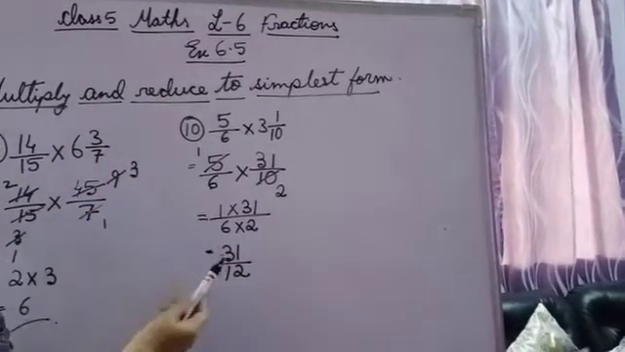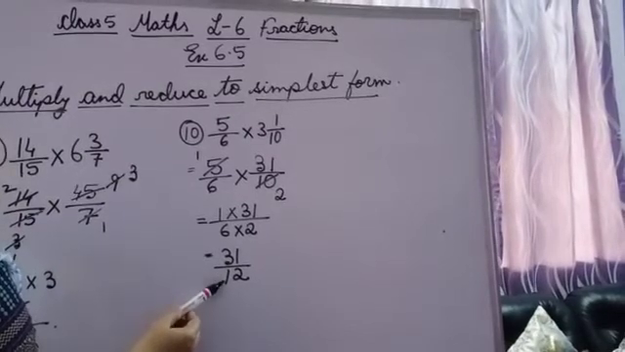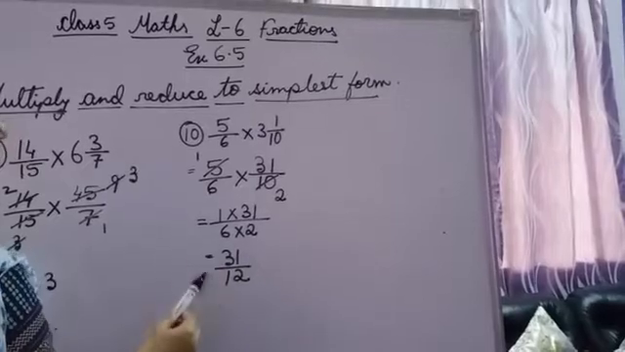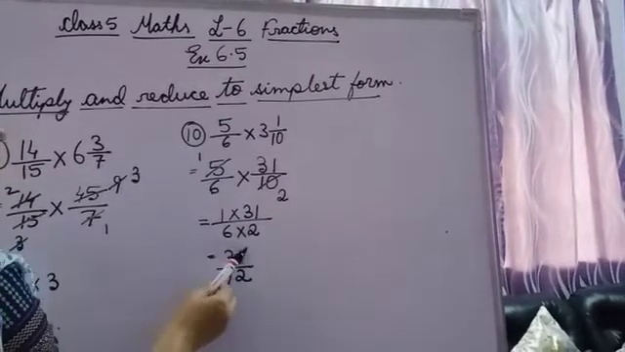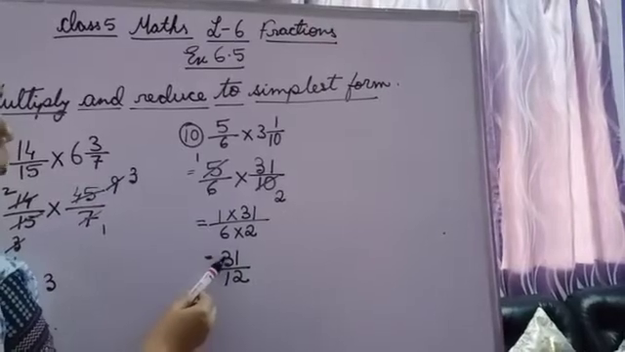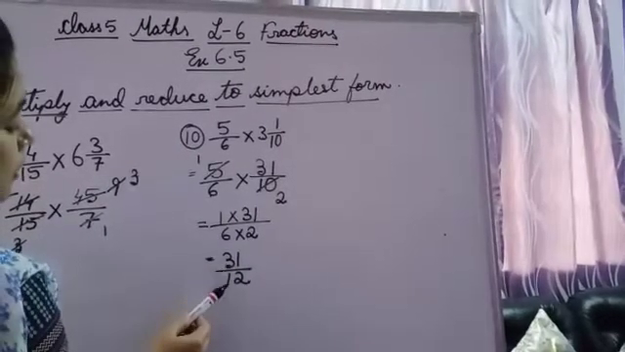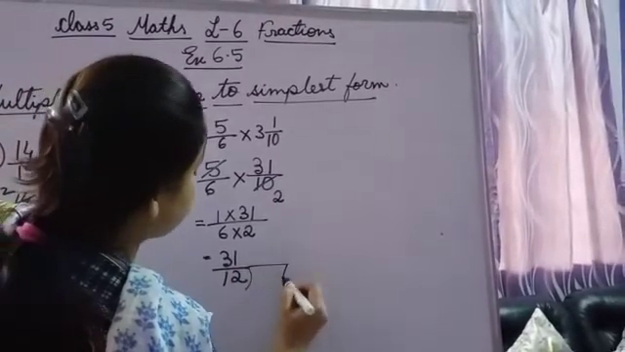Now children, do you remember the rule? If the numerator is greater than the denominator, we can change this fraction into a mixed fraction. First of all, tell me what type of fraction is this one? This one is an improper fraction where the numerator is greater than the denominator. That means 31 is greater than 12. Now I will reduce it to a mixed fraction.